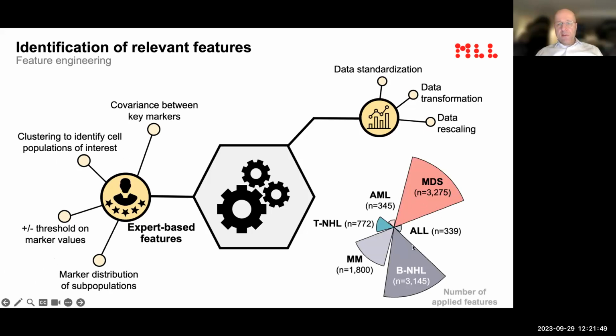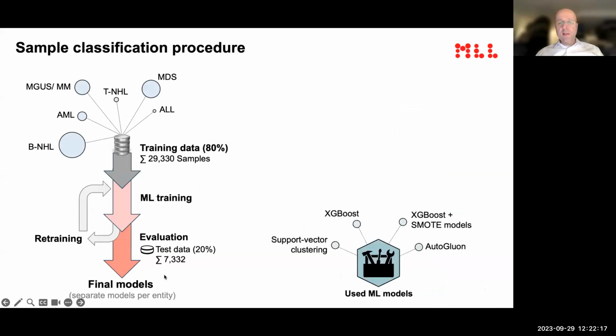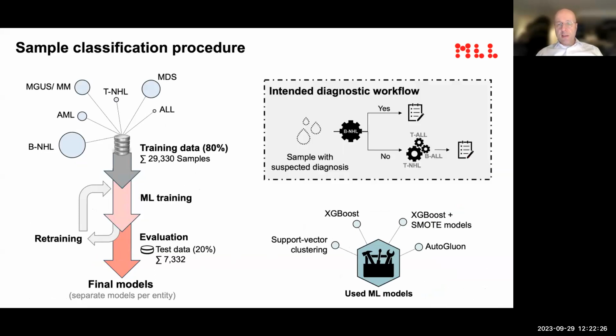This gives you an idea, for the different panels we analyzed, of the number of features, which have been very high in B-cell lymphoma and in MDS, but also significant in all the other panels. We then put this data into the system and applied machine learning, separating the cases between a training set and test set, 80%, 20%, and derived the final or pre-final models. Here again, we used different machine learning models and selected those which were performing best.